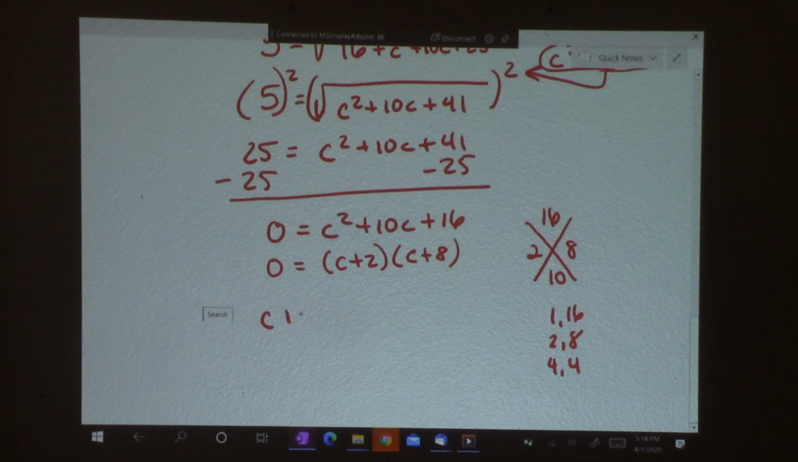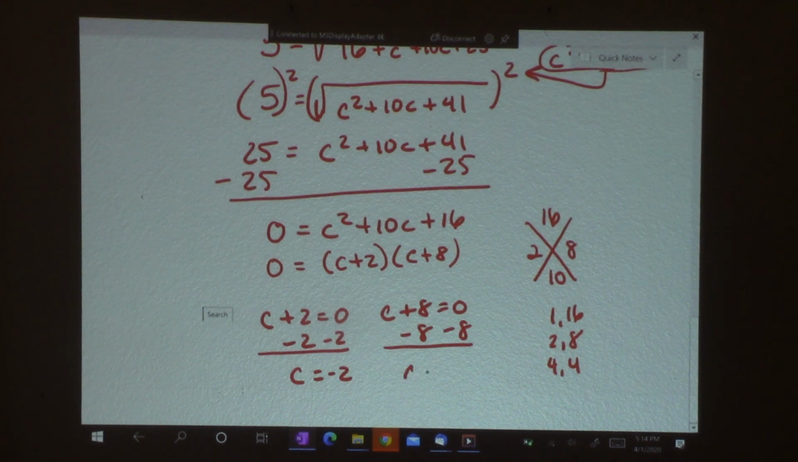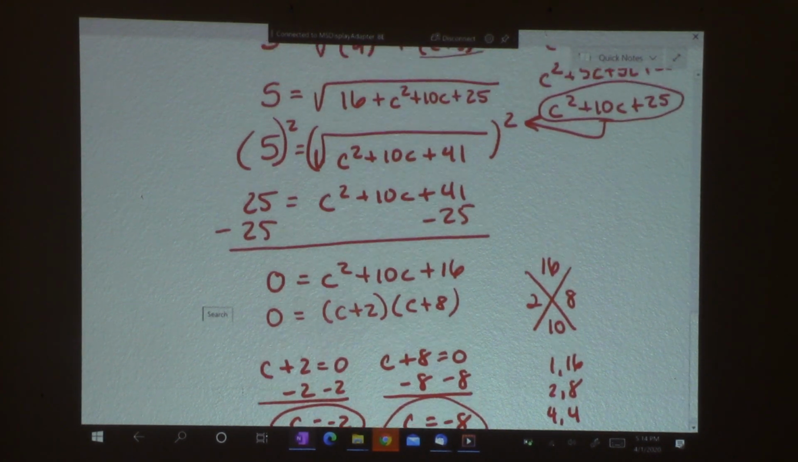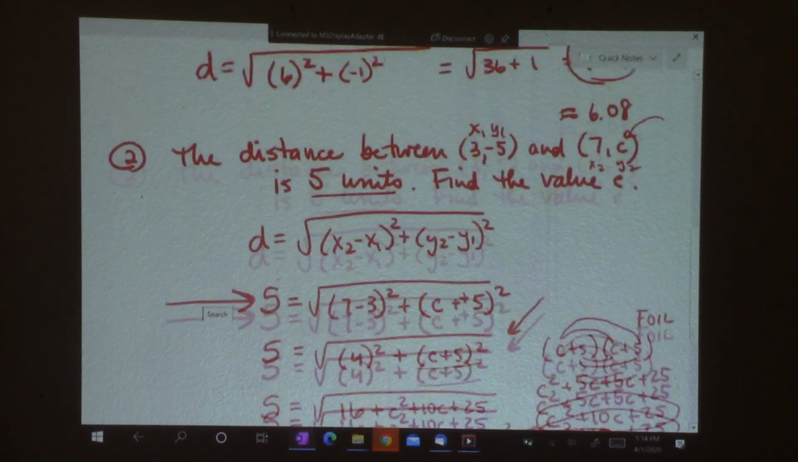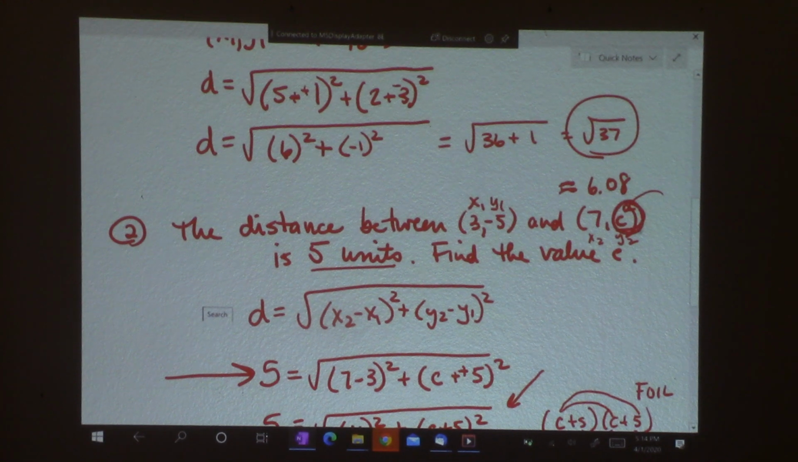And now I'm going to set them equal to each other. And I subtract 2 and get negative 2. And I subtract 8 and I get negative 8. Now, you might be thinking, well, wait a minute, it's the distance formula. I can't have a negative distance. And that is very true. However, I'm not trying to find the distance here. I already have my distance. It's 5. What I'm trying to find is the value of the y coordinate that will give me that.